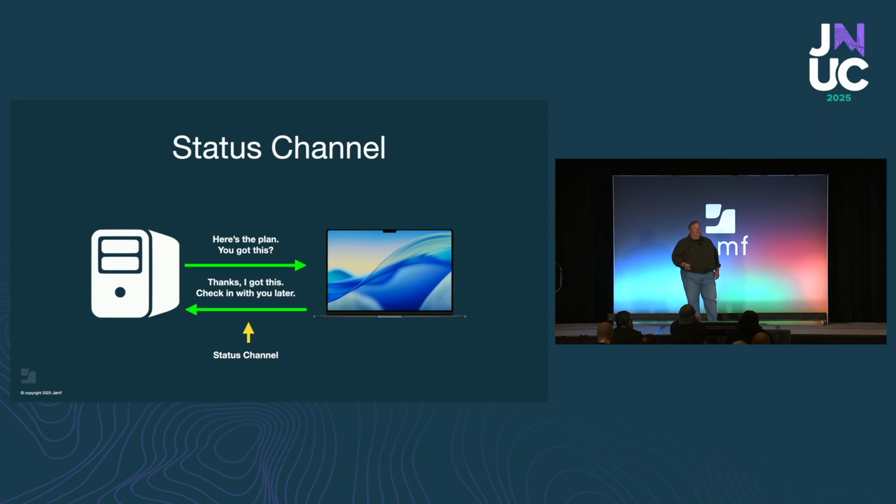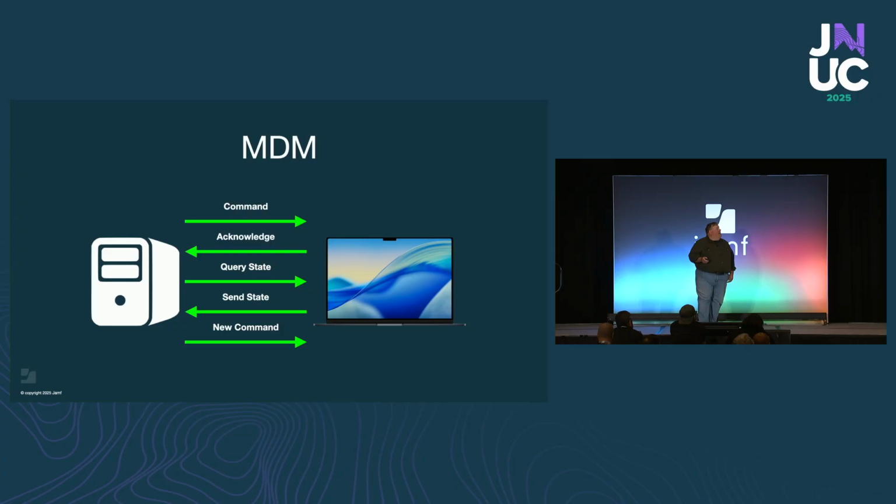So in the DDM communication model, there's communication between the management server and the device going on, but there's less communication because of the status channel. Status channel is a way for the server to subscribe to only the information that your server needs. Once the server has subscribed to those specific status items, the client will report to the server only on those status items. This model of endpoint to server communication cuts way back on unnecessary chatter, which happens with MDM, and it provides the server with only the information that it actually needs.